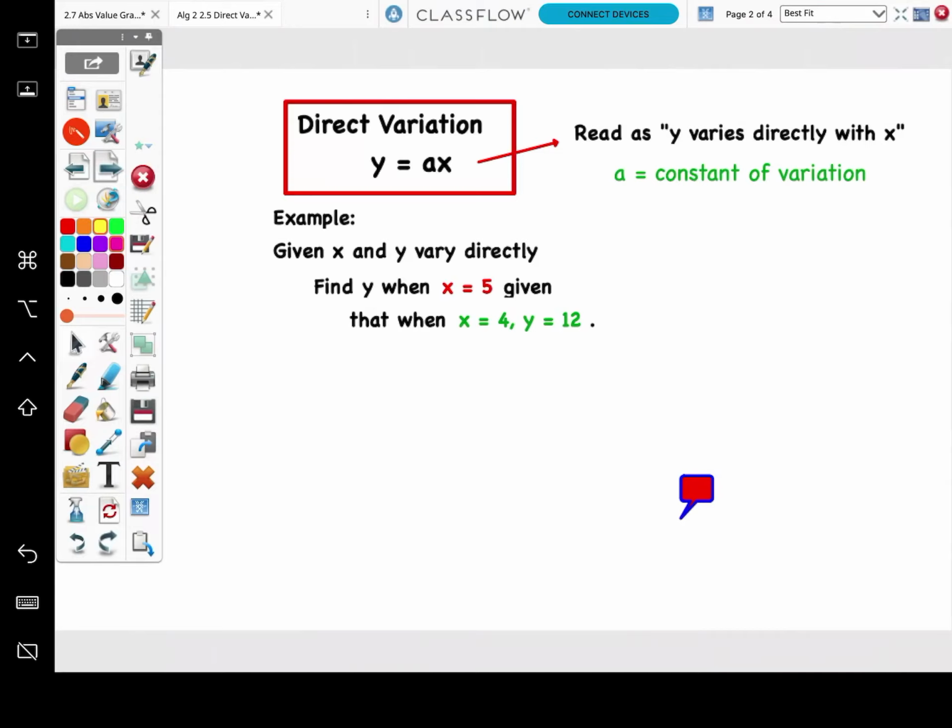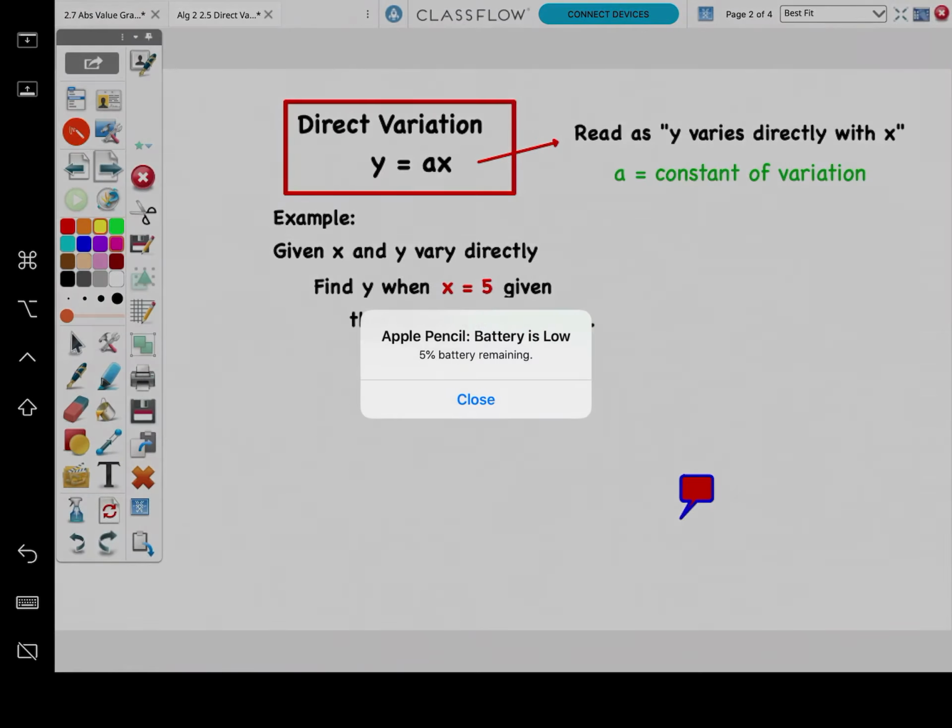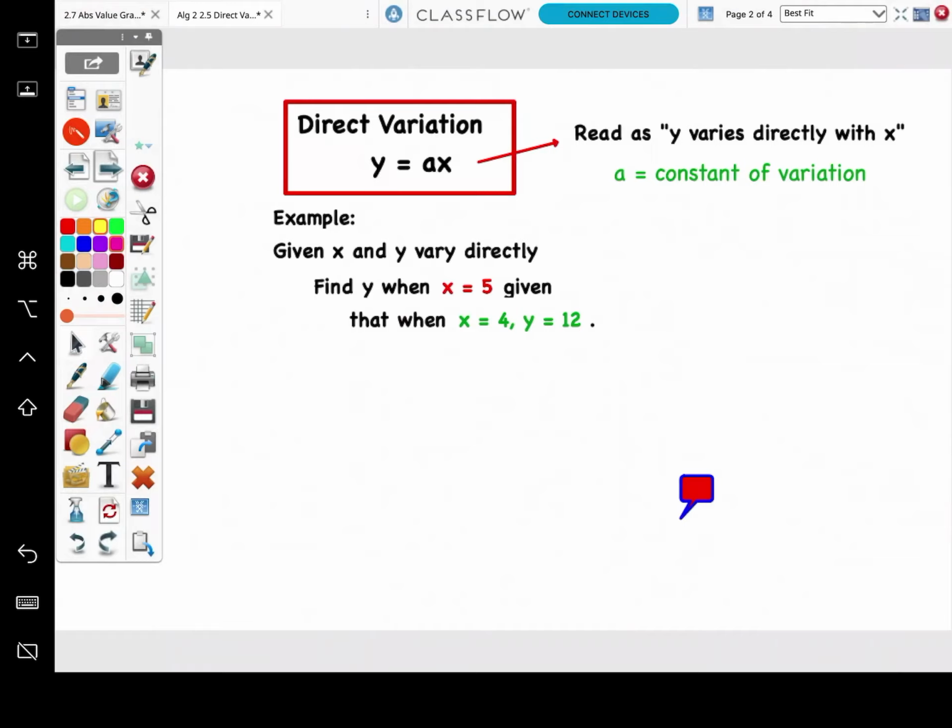Now let's talk about our direct variation. So direct variation is just a special equation of a line where we have a slope called a, but we call it the constant of variation instead, but it really is just slope. And then we have x, and notice no y-intercept out there. So y equals ax, where a is our constant of variation.